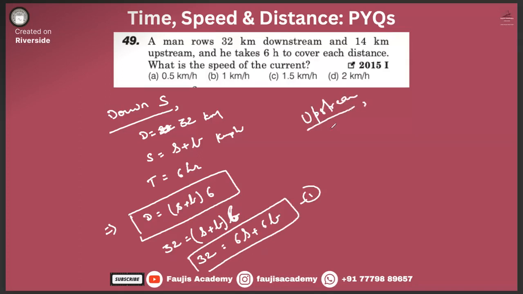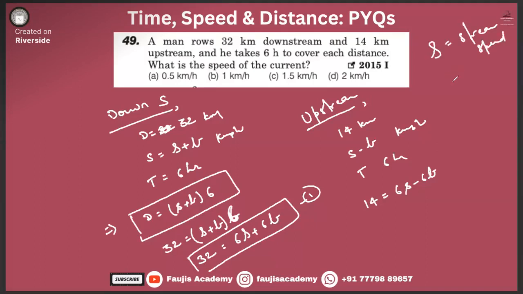Upstream, what happens in the upstream? It only travels 14 kilometers, and this time the speed is S minus B kmph. Timing is again 6 hours, right? So distance is equal to speed into time. Here S is equal to stream speed, and B is equal to boat speed. Is it correct? Okay. Now let's try to solve this. This is your equation 2.